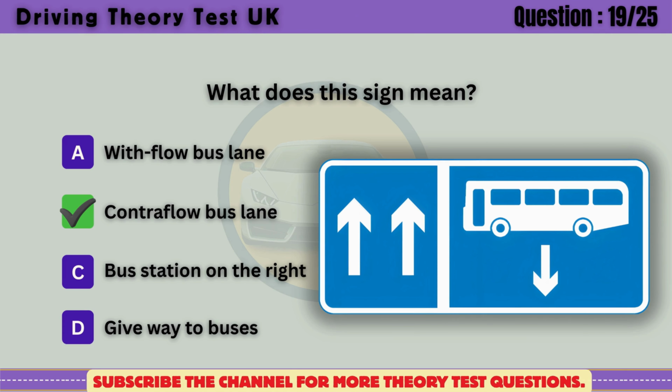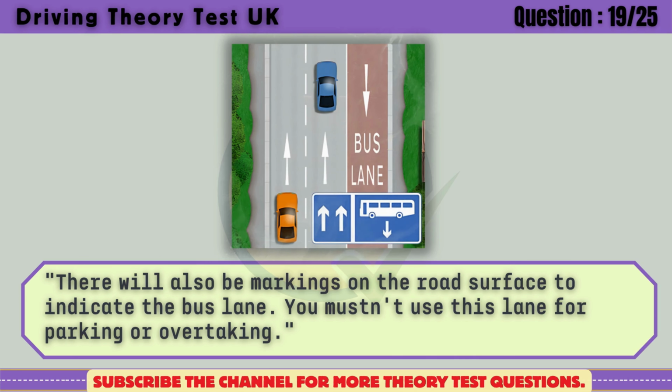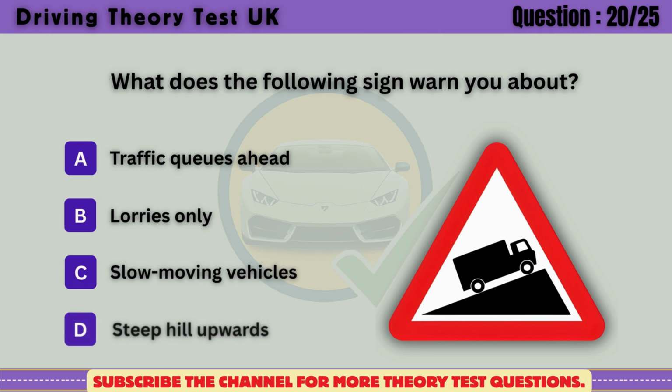Answer is B. Contraflow bus lane. There will also be markings on the road surface to indicate the bus lane. You mustn't use this lane for parking or overtaking. Question 20. What does the following sign warn you about? A. Traffic queues ahead. B. Lorries only. C. Slow-moving vehicles. D. Steep hill upwards.